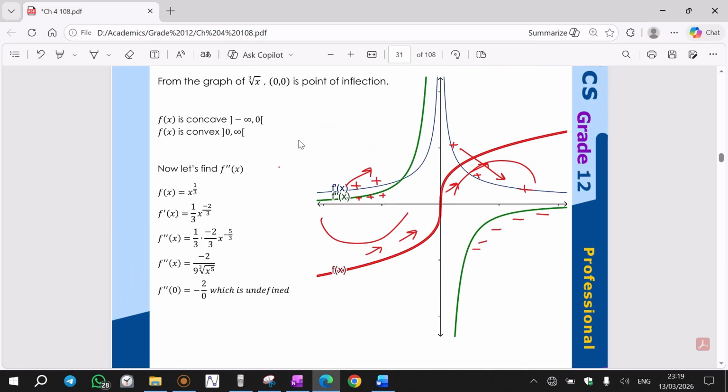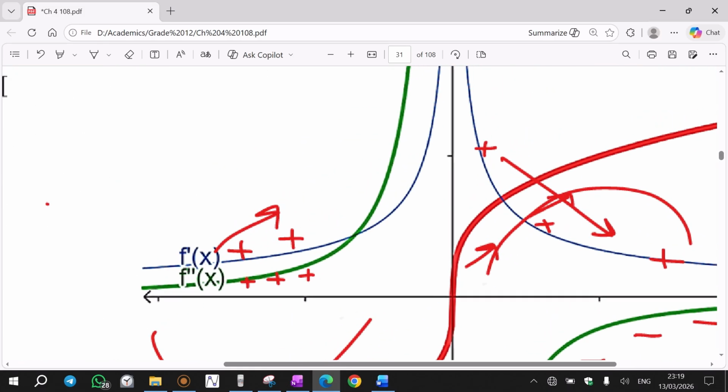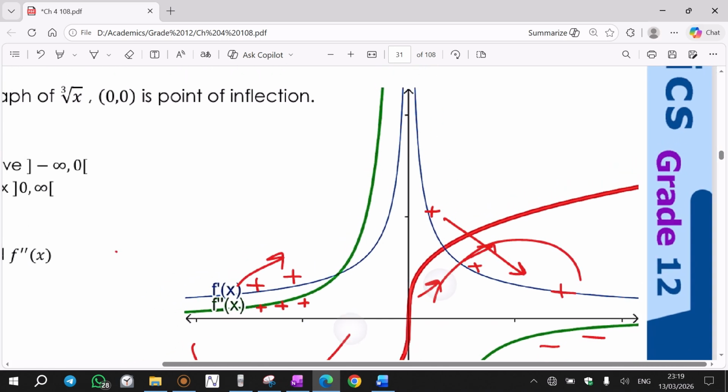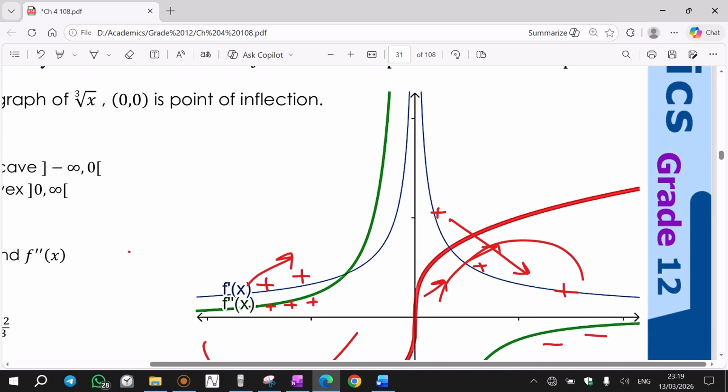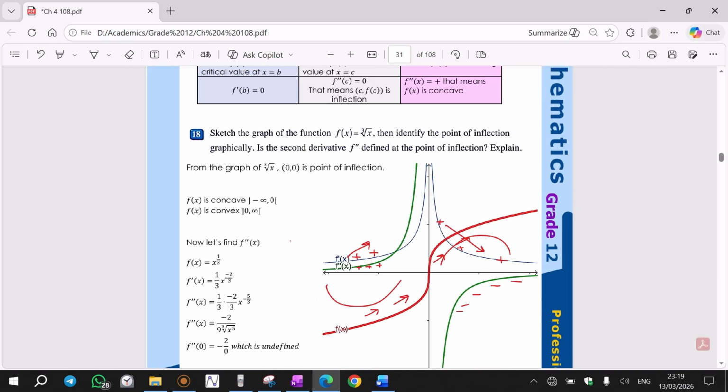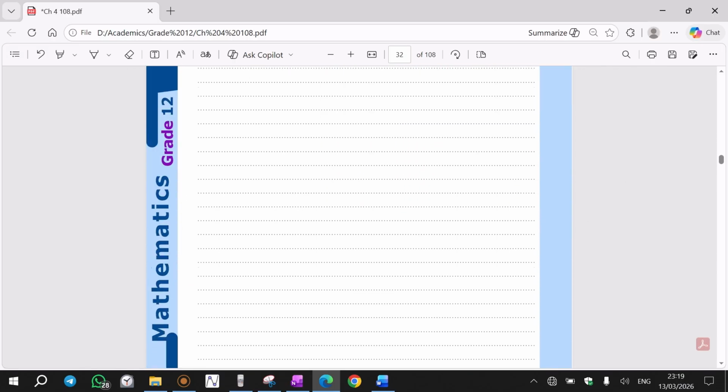F prime is discontinuous at 0, which means the function is not differentiable at x equal to 0. F double prime is also discontinuous at 0, so x equal to 0 is a vertical asymptote.